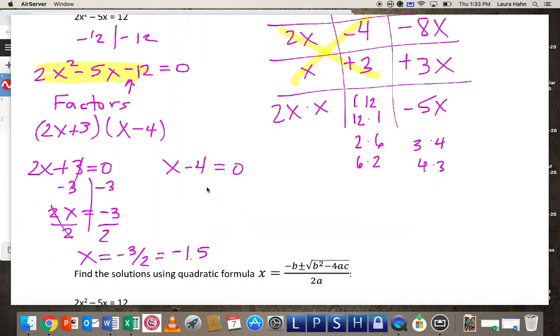All right, so let's go find our other factor. So I'm going to solve for x. To get rid of a negative 4, I add 4. What I do on one side, I do on the other. x drops down, so I have x is equal to 0 plus 4, which is 4.